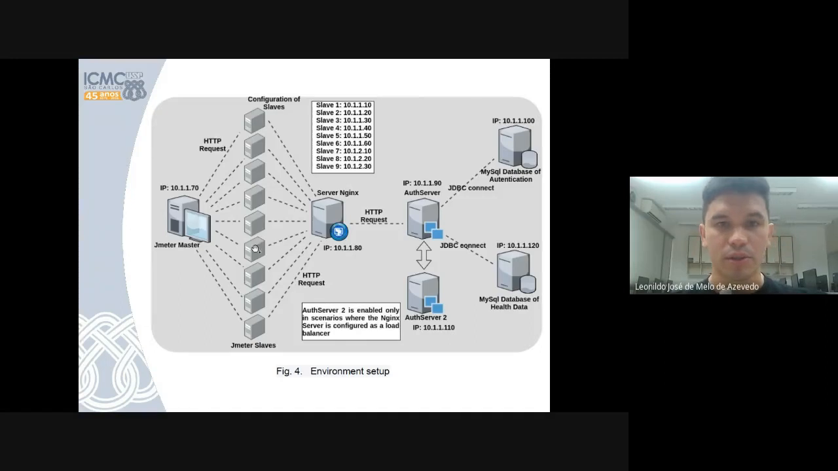This picture shows the visual model of the environment setup, or the experiment setup, where we have 10 clients, so 10 JMeters. Also, we have the broker. In the first case, again, the broker only passes the request forward, and you have only one authentication server. In the second case, we also have another authentication server, and the broker makes a load balance between both servers. Okay, it's quite simple as well.